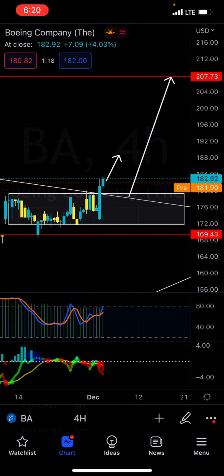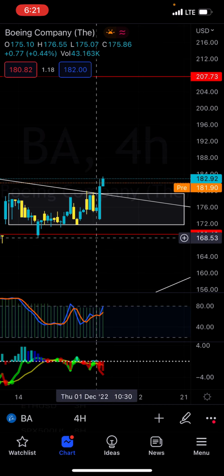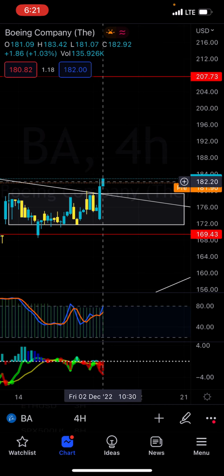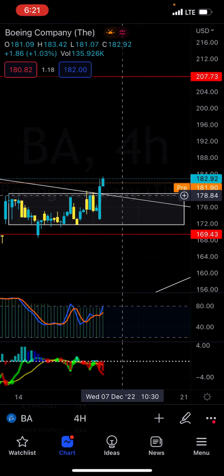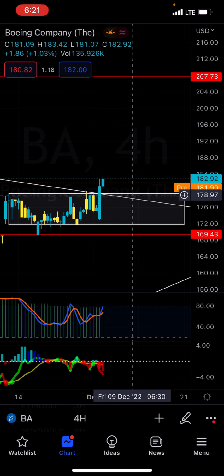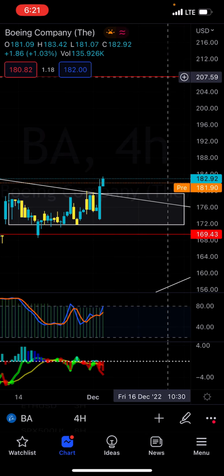Keep in mind, I do think the overall sentiment of the market is down, so maybe there are better trades out there instead of BA. But if I was going to go into this, I wouldn't go into it now. I'd probably wait for it to come back to this level of like 178-ish, 179, and then probably long it to like 207.